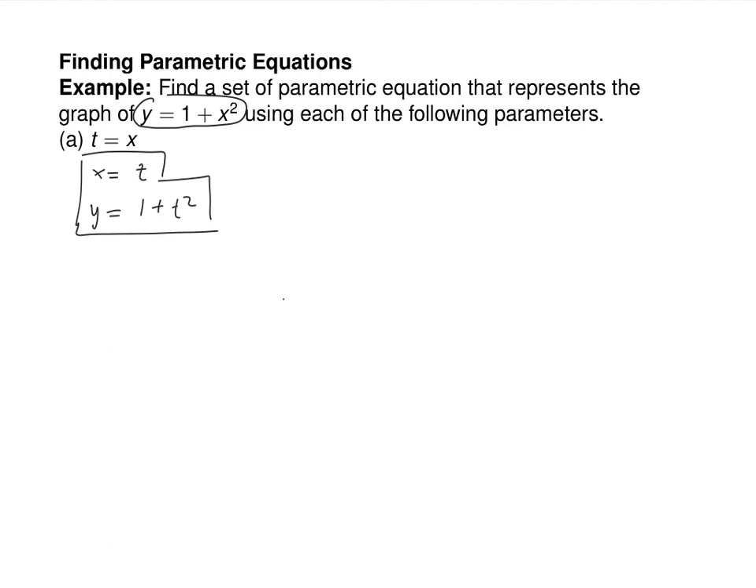You have x as a function of t and y as a function of t, and if you graph this for various values of t, you're going to get a parabola traced in a specific direction.